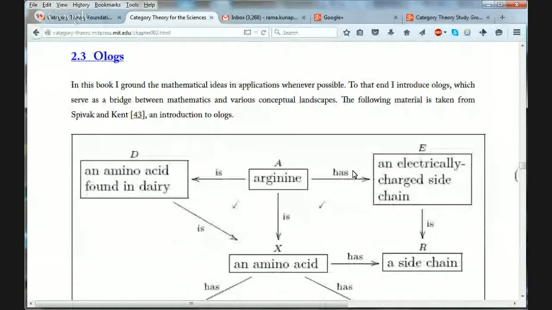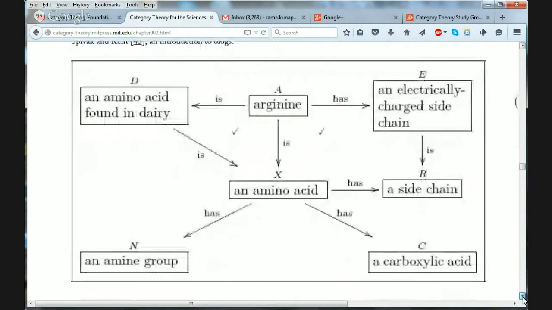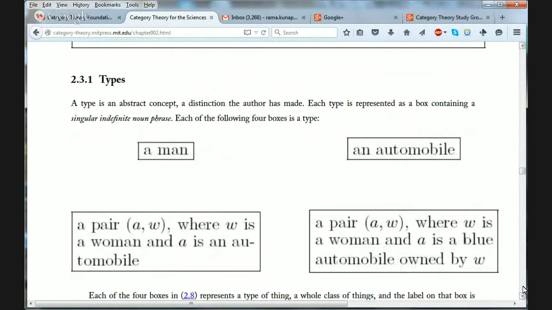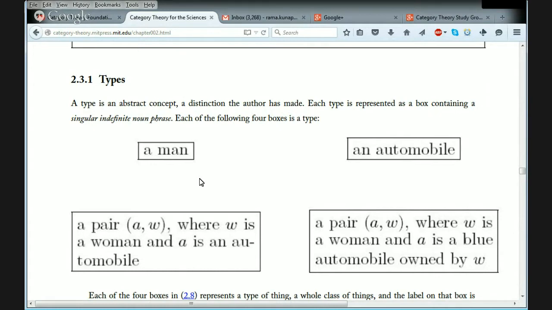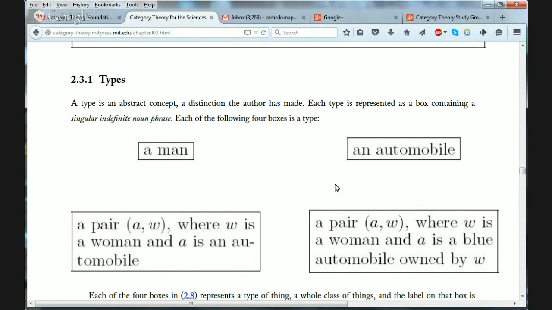And now he introduces something very unique for this book called Ologs. Ologs, if you're a computer scientist, look a bit like UML types of diagrams. And there's one such diagram here. To start off, Ologs start with something called a type. A type is an abstract concept, represented with a box, and a man means it consists of all men, or an automobile means talking of a class of automobiles.